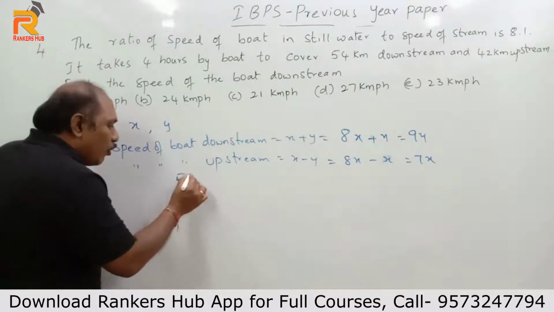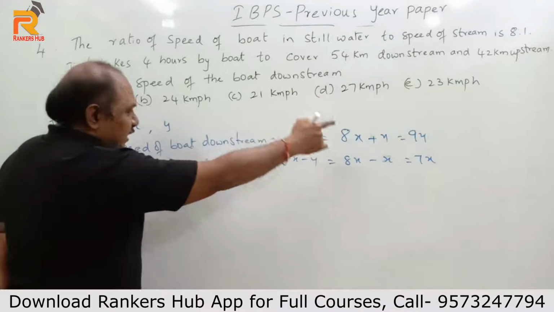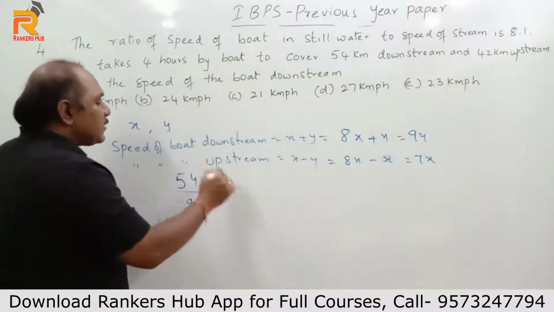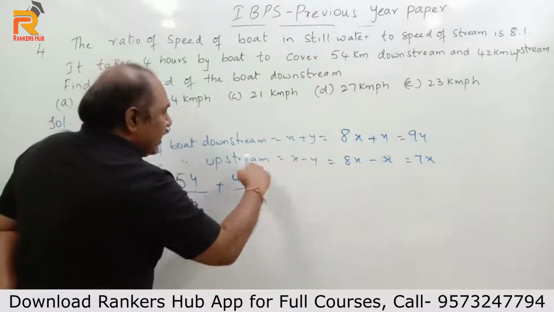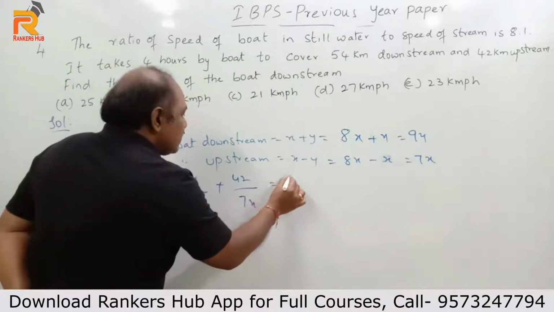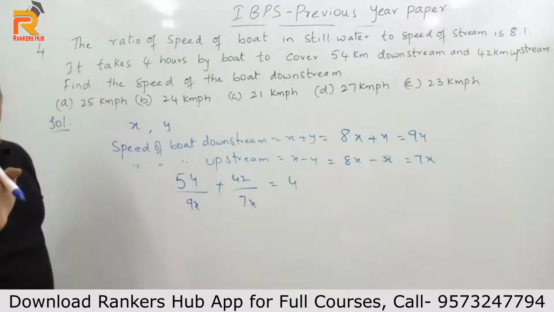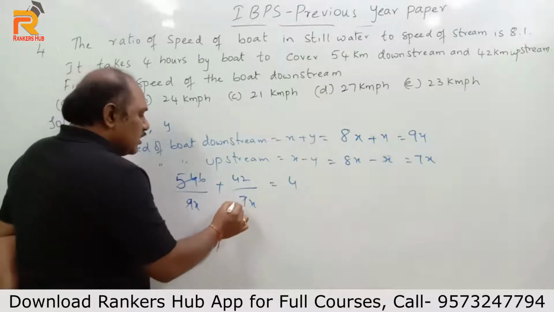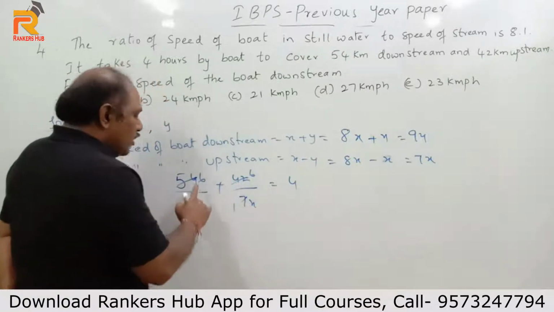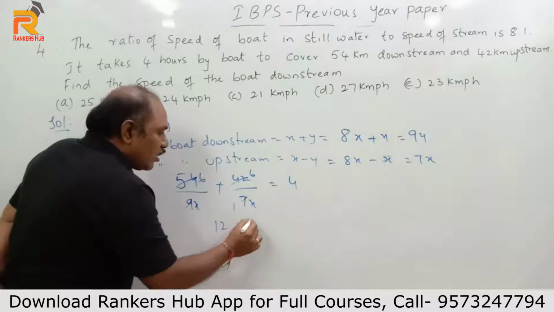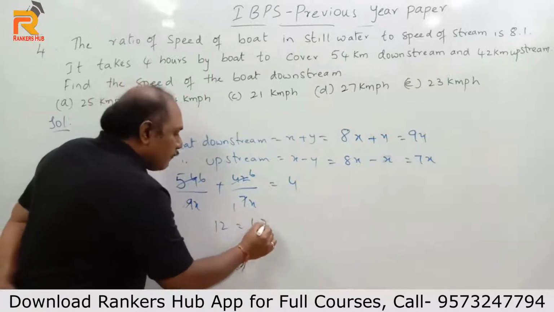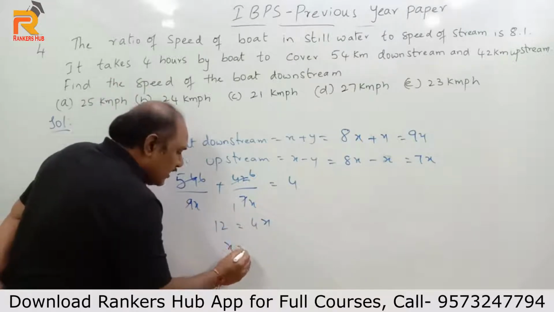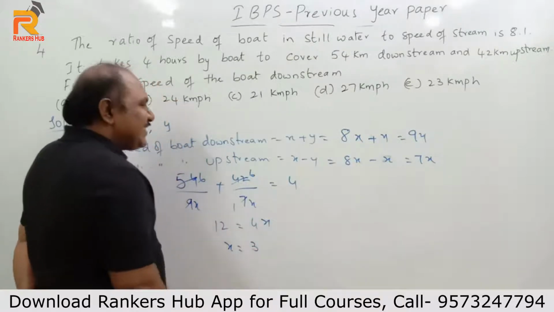So 54 by speed downstream should be 9x plus, and 42 kilometers upstream, 42 by speed upstream is 7x, and this total time he is saying it is equal to 4 hours. Now just simplifying it, 9 sixes are 54, 7 sixes are 42. So 6 plus 6 is 12. 12 should be equal to 4x, because in the denominator both are x. So directly I write, x equals 12 by 4, which is 3 here.